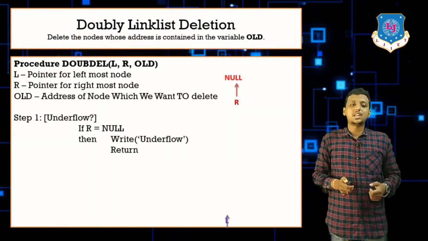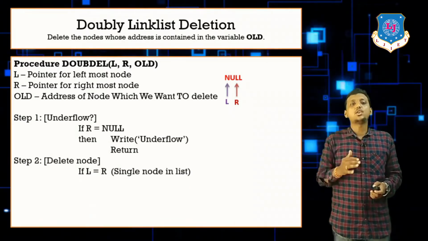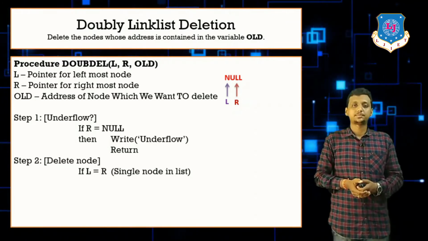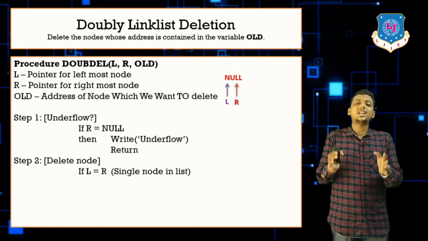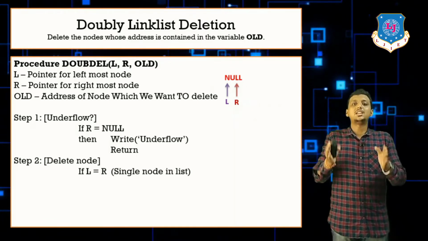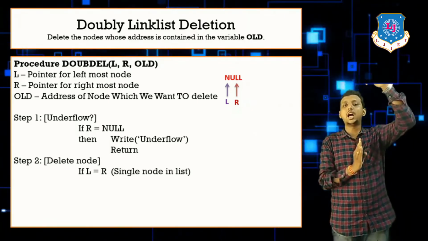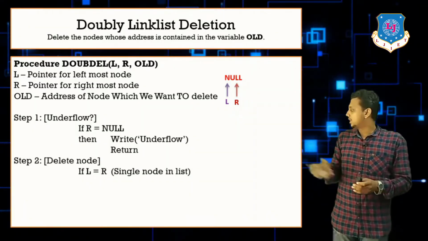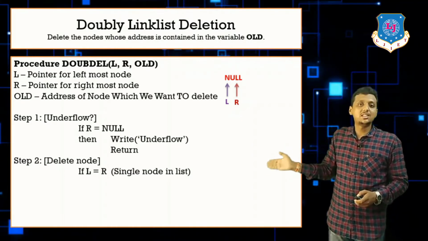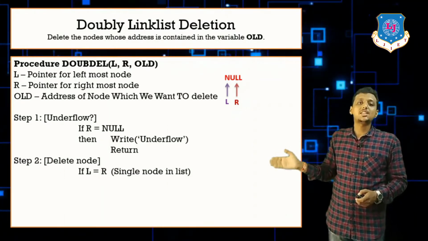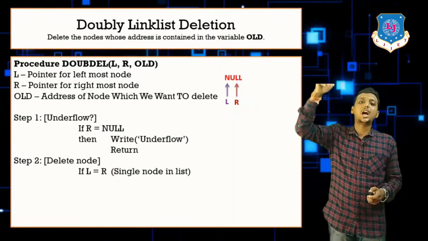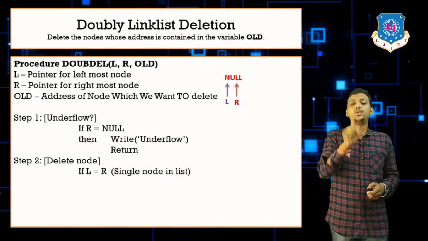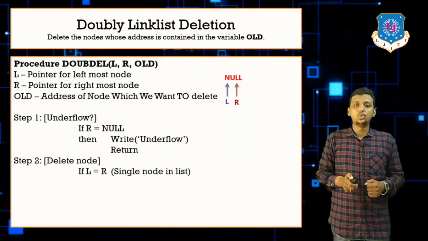Now, what is next? The next condition is that if I want to delete a node, but there is only a single node in a doubly linked list. When there is one node, L and R both point at the same node. So the condition can be like this: if L is equal to R, that means the location of the node is the same, then only one node is there in the doubly linked list. So what to do? Let's take a look.